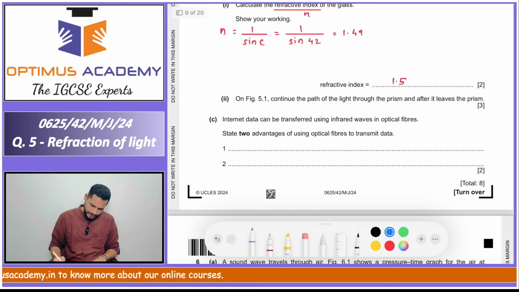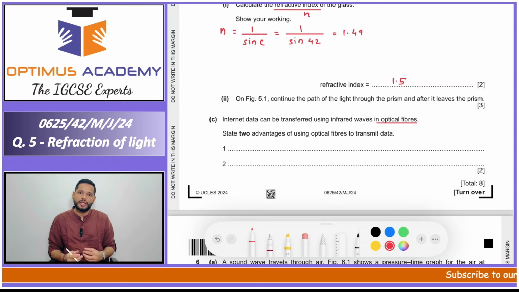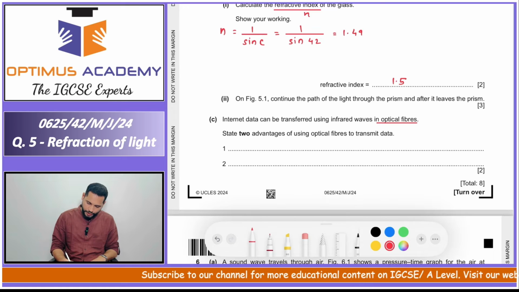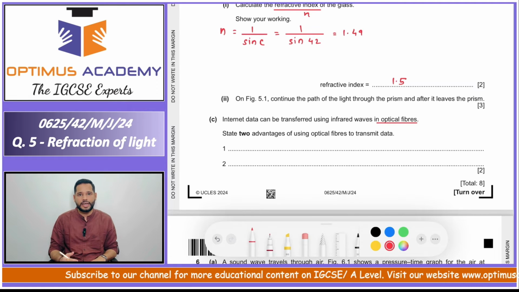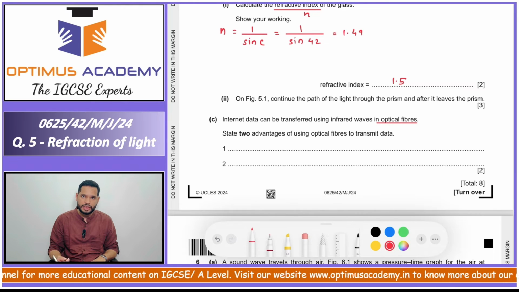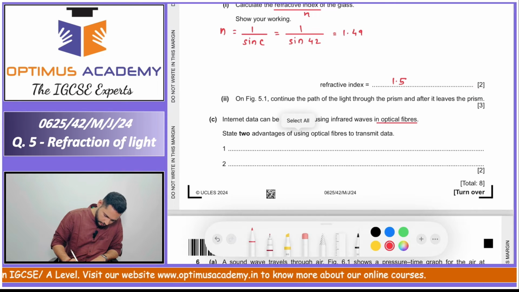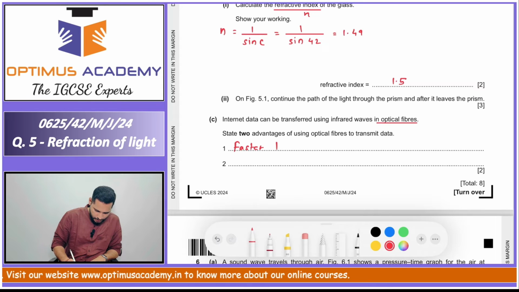Question D says internet data can be transferred using infrared waves in optical fiber. What are optical fibers? These are thin wires which pass information converted in the form of light signals. So whatever information data we have, we convert that into light pulses, light signals, and we pass it through the optical fiber. State 2 advantages of using optical fiber to transmit the data. Since the data is converted into light, we know that light is the fastest mode of transfer of energy. So the data transmission is going to be at a faster rate. We can write faster transmission of data.